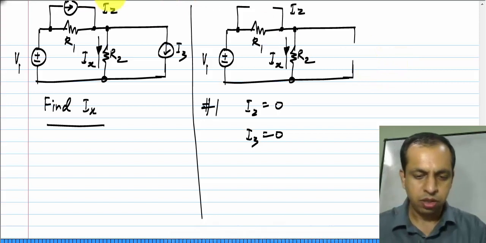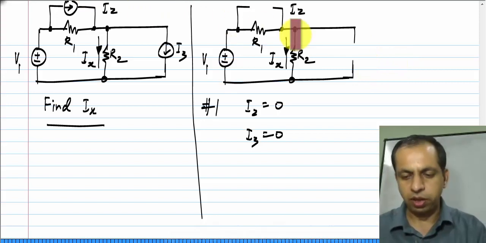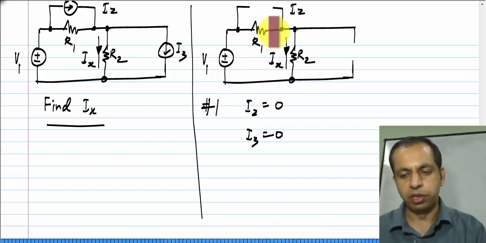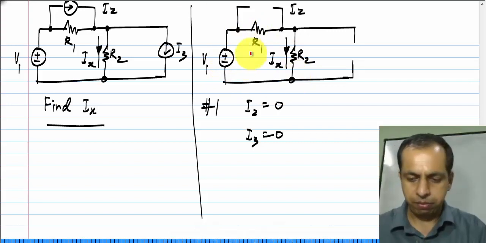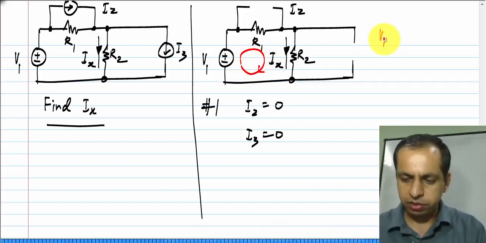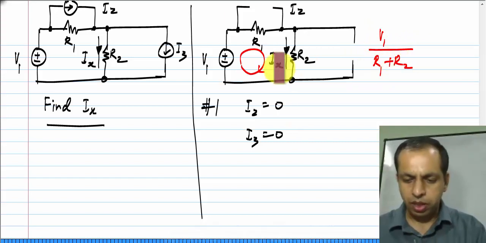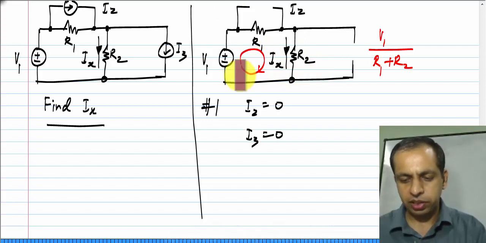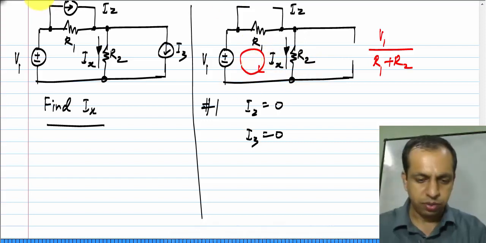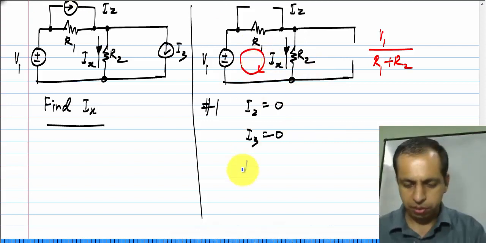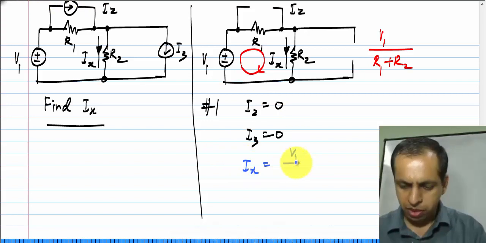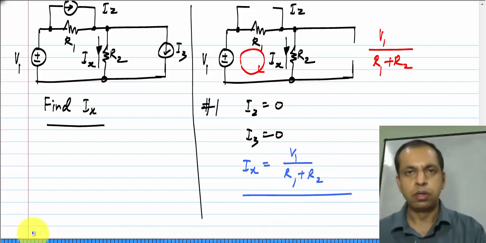Okay. Now, the resulting circuit is a single loop circuit with V1 applied across the series combination of R1 and R2. Okay. So, we can find the current in this loop very easily, and you know that is V1 divided by R1 plus R2. And if you look at the definition of Ix, it is in the same direction as this current. So, Ix from the first step will be V1 by R1 plus R2.